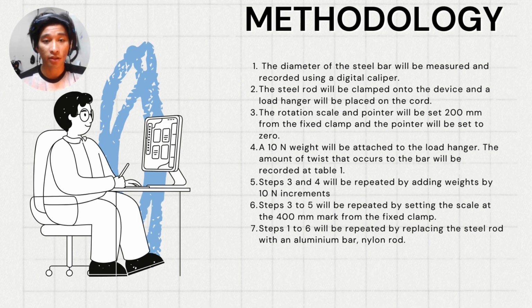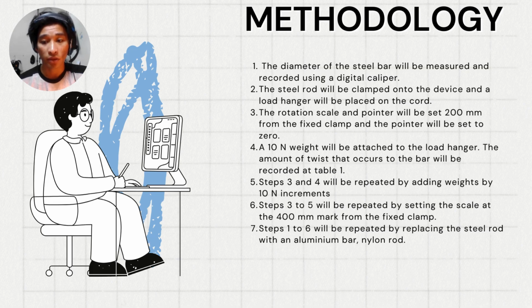Next, methodology, which is the procedure. For the first step, the diameter of the steel bar will be measured and recorded using a digital caliper. Next, the steel rod will be clamped onto the device, and the load hanger will be placed on the cord. The rotational scale and pointer will be set 200 millimeter from the fixed clamp, and the pointer will be set to 0. Next, a 10 Newton weight will be attached to the load hanger, and the amount of twist that occurs to the bar will be recorded in table 1.